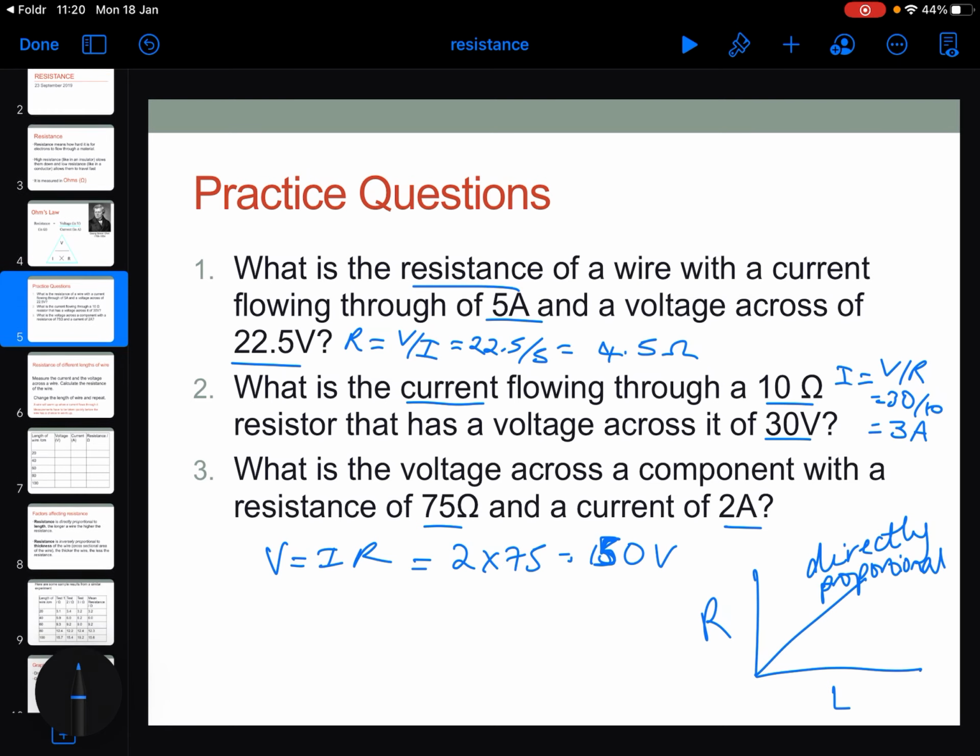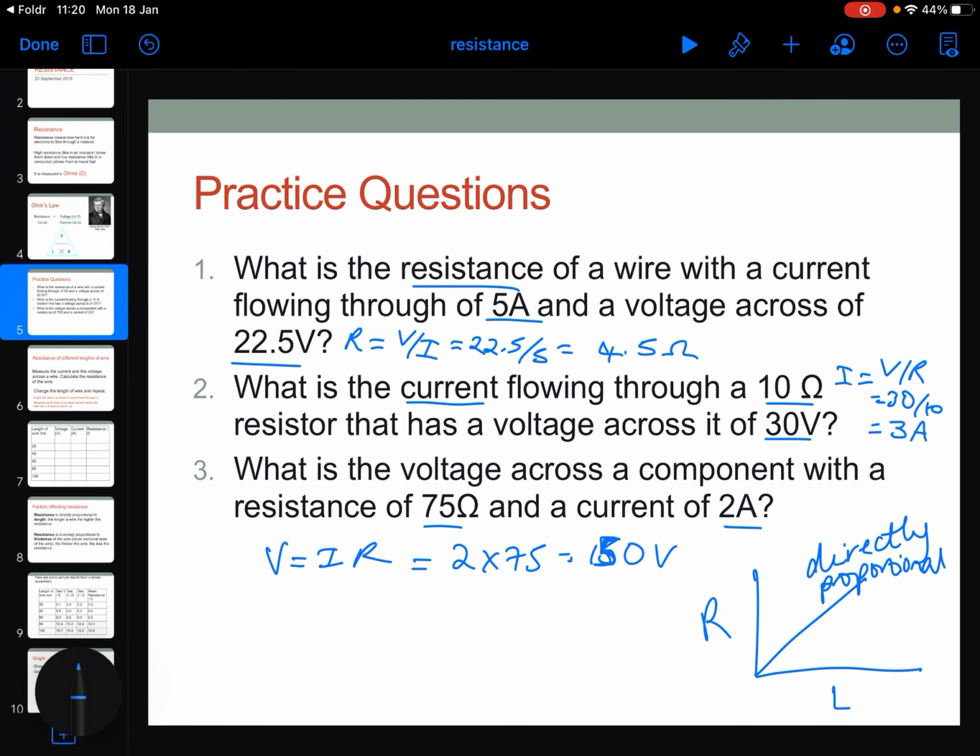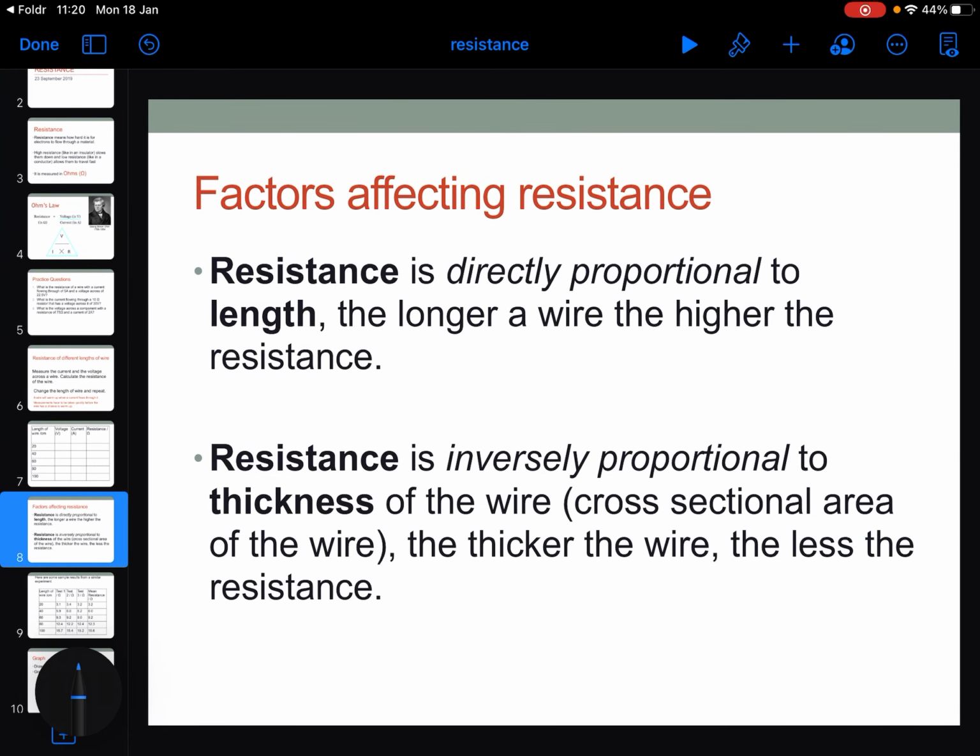So what I would like you to do for me, please, you can either write this on your graph or in your books, but you do need these notes, is add a little section about factors affecting resistance. Resistance is directly proportional to length. The longer the wire, the higher the resistance. Resistance is, and here's a new phrase, inversely proportional to thickness of the wire, the cross-sectional area. The thicker the wire, the less resistance.